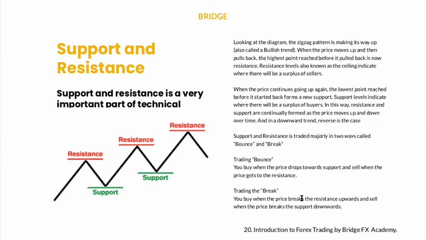Trading the break. You buy when the price breaks the resistance upwards and sell when the price breaks the support downwards. Okay? So let's say we want to trade the break. When the price gets to this place, and you've seen a possible resistance here before, and it breaks this resistance, that means that resistance does not hold anymore. This brings us to the end of support and resistance.